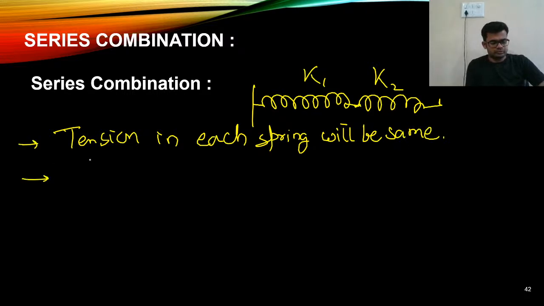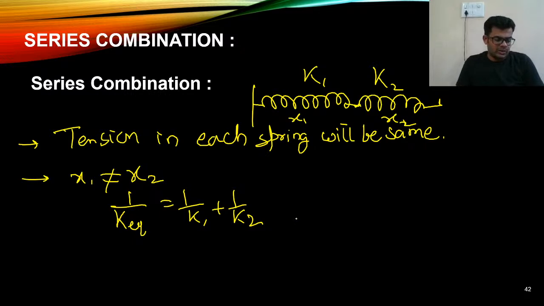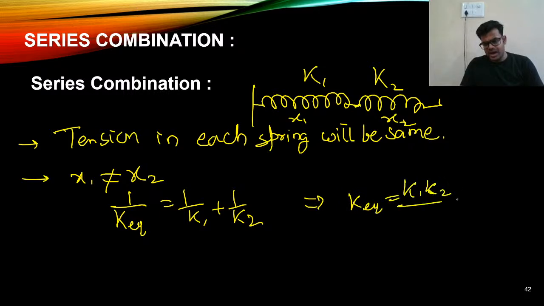Next, both the springs will have different extension. Tension is the same, spring constant is different, so different extension. So x1 will not be equal to x2 for this. These are the two points you need to remember. For the series combination of springs, the extension will be different, but the tension in each spring will be the same. Next, what is the k equivalent? K equivalent means equivalent spring constant. So 1 by k equivalent is equal to 1 by k1 plus 1 by k2. Remember this. If you simplify it, k equivalent is equal to k1 k2 divided by k1 plus k2. This is the formula you need to remember, my dear friends.